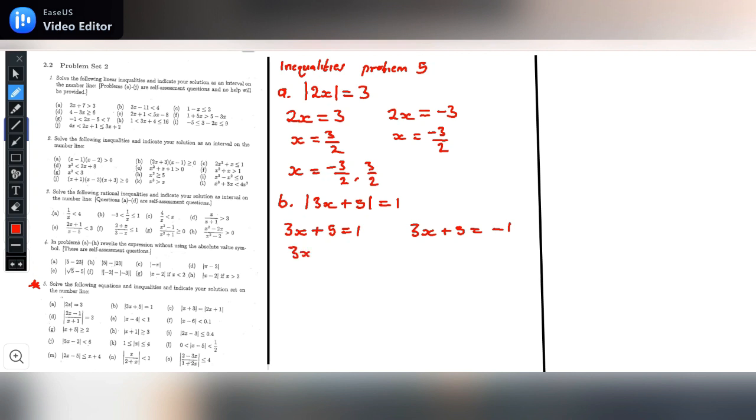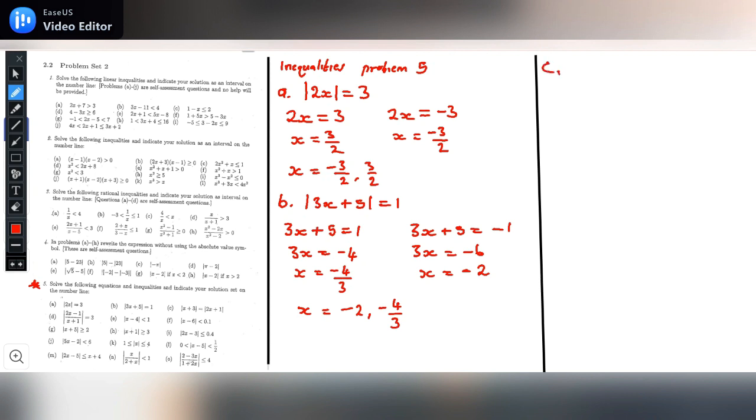Then we solve for x. It's going to be 3x equals 1 minus 5. 1 minus 5 is going to give us negative 4, right? x is going to give us negative 4 over 3. And then here we're going to have 3x equals negative 1 minus 5, which is going to give us negative 6. x equals negative 6 over 3, which is going to give us negative 2, right? So the values that we have are negative 2 and negative 4 over 3. That's it for letter B.